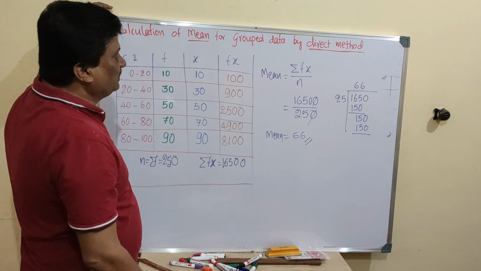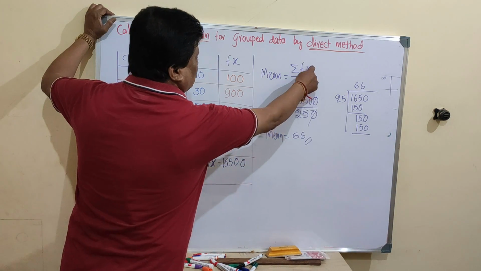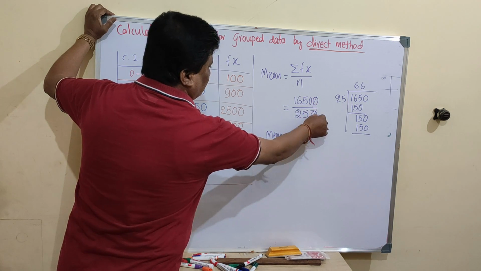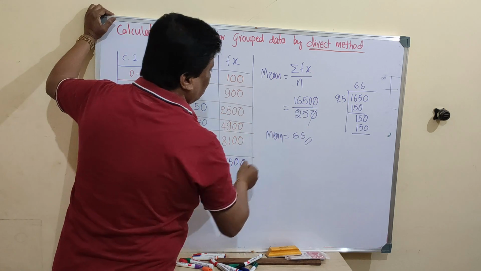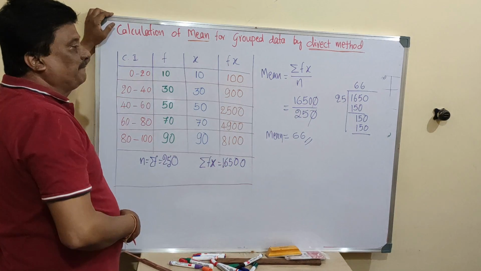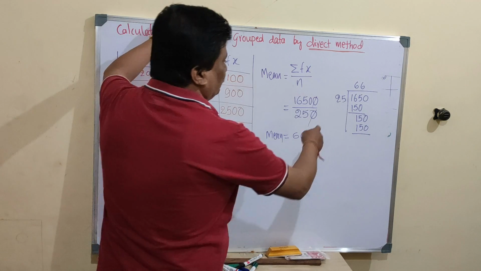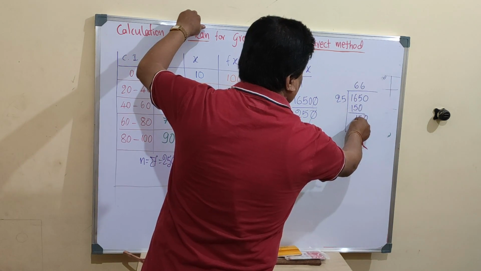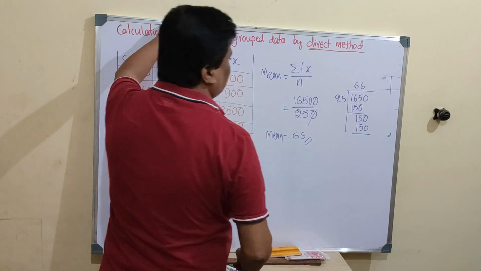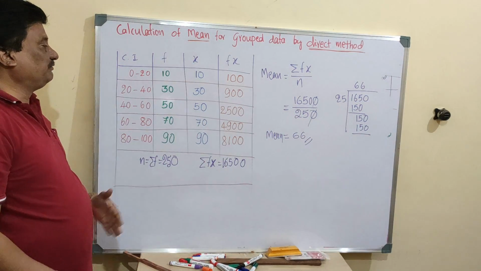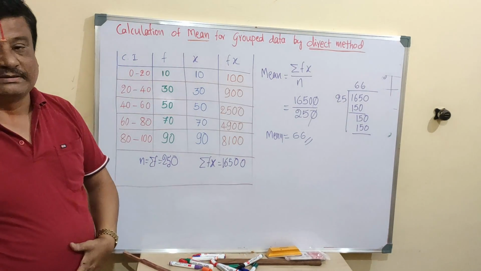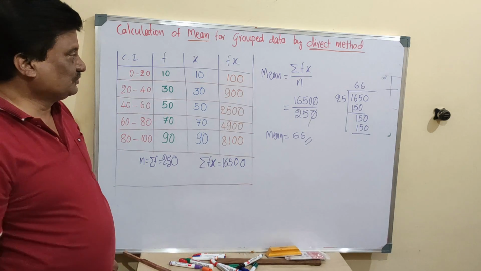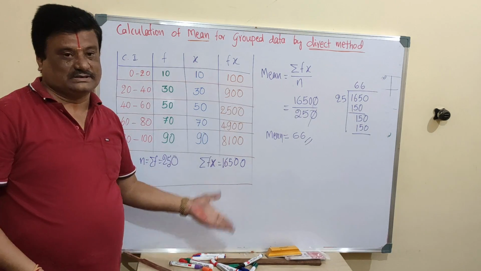16,500. So mean is calculated using the formula sigma fx by n, that is 16,500 by 25. The zeros cancel, then 1650 divided by 25. 25 times 6 is 150, and 165 minus 150 is 15, bring down 0, again 6. So 66 is the mean of this frequency distribution table. If you have any confusion, it is a very easy method.